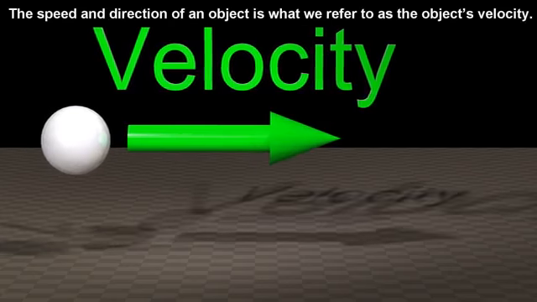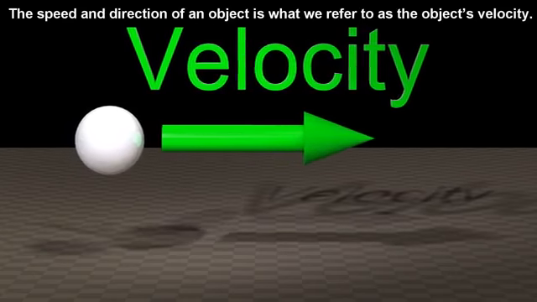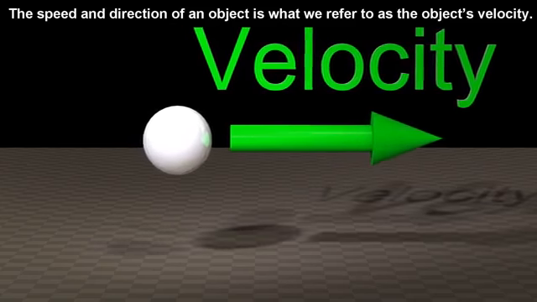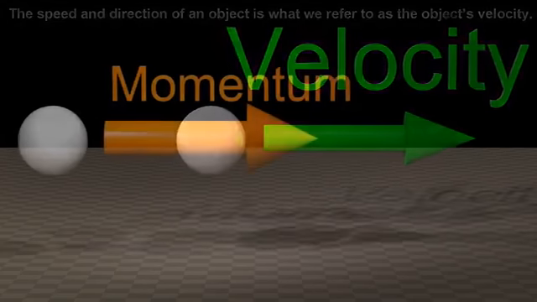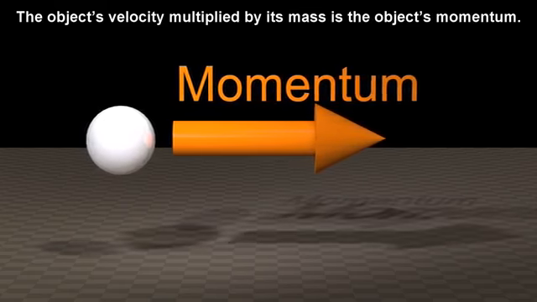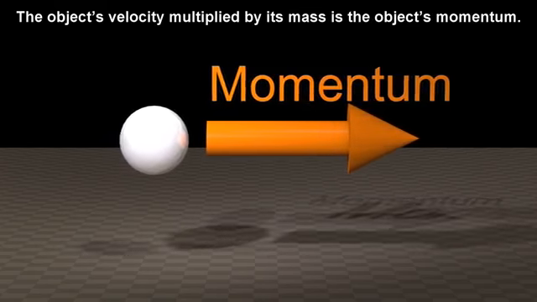The speed and direction of an object is what we refer to as the object's velocity. The object's velocity multiplied by its mass is the object's momentum.